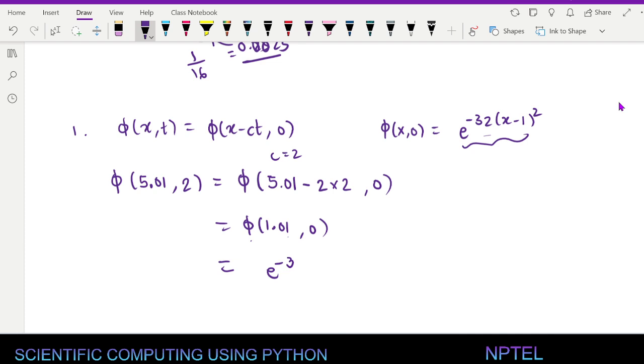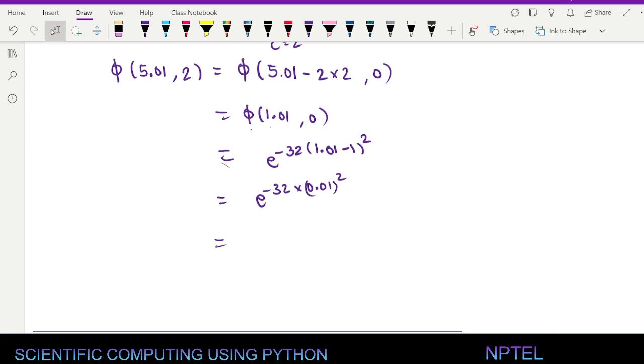It is e to the power minus 32. Instead of x, we have 1.01. So 1.01 minus 1 square, which is e to the power minus 32 into 0.01 whole square. Okay, so it is e to the power minus 32 divided by 100 into 100, 10,000, which is e to the power minus 0.0032. This is correct? Yeah.